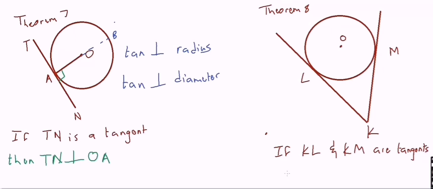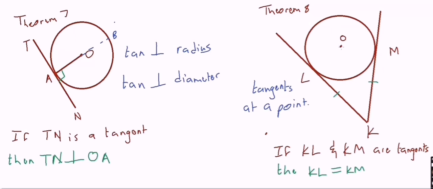then KL is equal to KM. Tangents at the same point are often equal to each other. They are always equal to each other. So we would say tangents, if we are to use this, tangents at a point. Okay, so that is what we could prove.